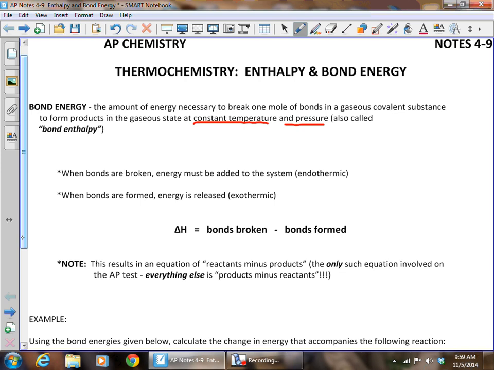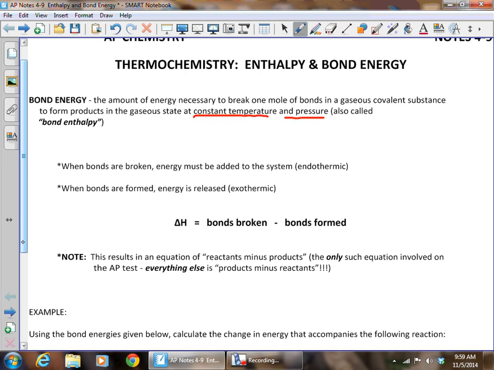Now, when bonds are broken, you have to add energy to the system, and that should make sense. It has to be an endothermic process when you break the bonds. To break anything, you need energy. When bonds are formed, energy is released, so that's an exothermic reaction. The equation is going to look like this: the heat of the reaction is going to be equal to the bonds that are broken at the beginning minus the bonds that are formed at the end.